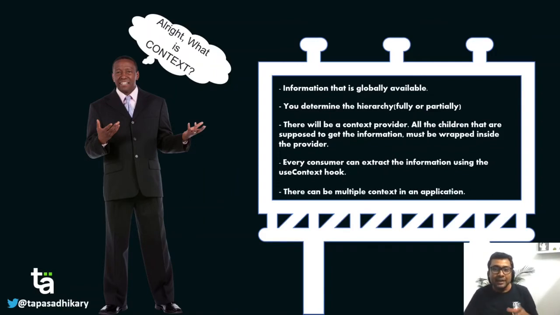And the last thing that we want to see is that there could be multiple contexts in an application. That's where the second point comes in: you can determine in the hierarchy whether you want to make something available fully or partially. Depending on that, there could be multiple contexts. There could be only one context in the entire application, meaning only one piece of information that is globally available to the components, or there could be multiple such sets of information that are available only to a bunch of components in a certain hierarchy of your React component set. Right? We are going to see that, and understand that.